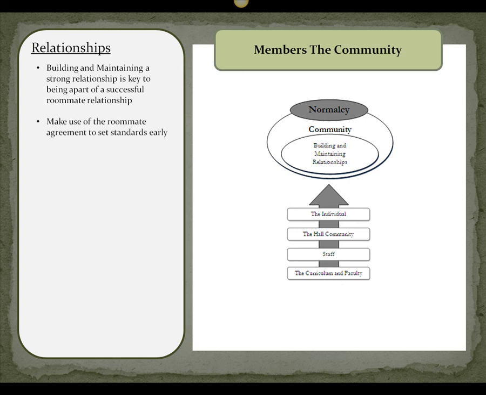Making use of the roommate agreement to set standards early is very important. You've seen this roommate agreement form in your prerequisite reading, but letting them see this early in the year and revisiting this in the event of a roommate conflict is very important.